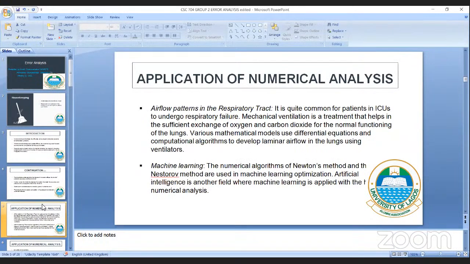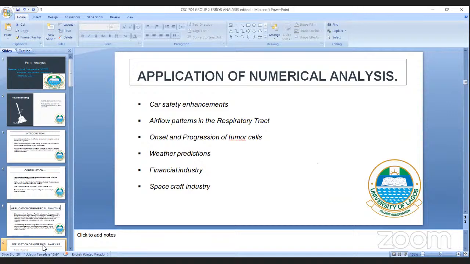As I spoke about applications of numerical analysis, the first application is in airflow patterns in the respiratory tract. It's used in machine learning, with algorithms such as Newton's method. That's one of the areas where we use numerical analysis. Other applications are car safety enhancements, onset and offset projections of tumor cells, weather predictions, the financial industry, and the spacecraft industry.